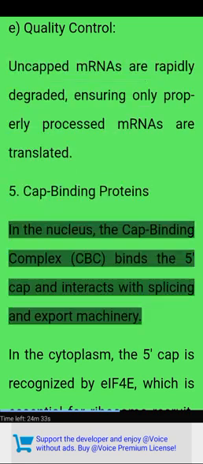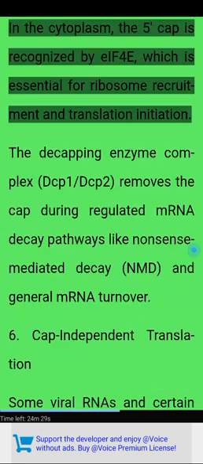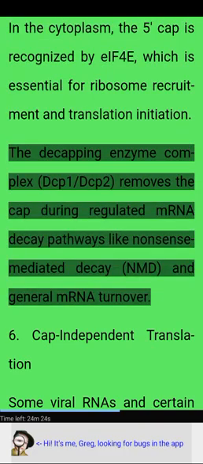5. Cap binding proteins. In the nucleus, the cap binding complex (CBC) binds the 5' cap and interacts with splicing and export machinery. In the cytoplasm, the 5' cap is recognized by eIF4E, which is essential for ribosome recruitment and translation initiation. The decapping enzyme complex DCP1/DCP2 removes the cap during regulated mRNA decay pathways like nonsense-mediated decay (NMD) and general mRNA turnover.